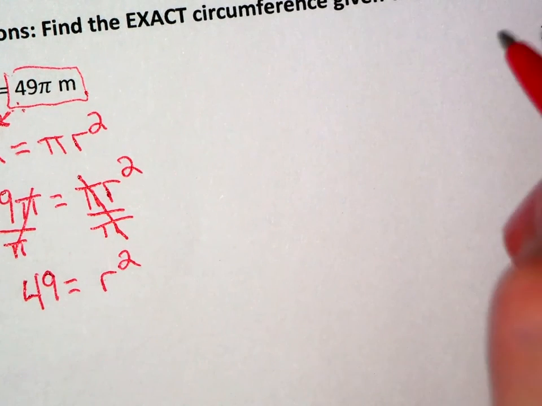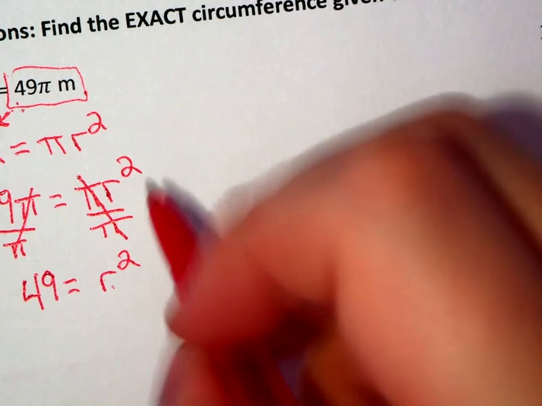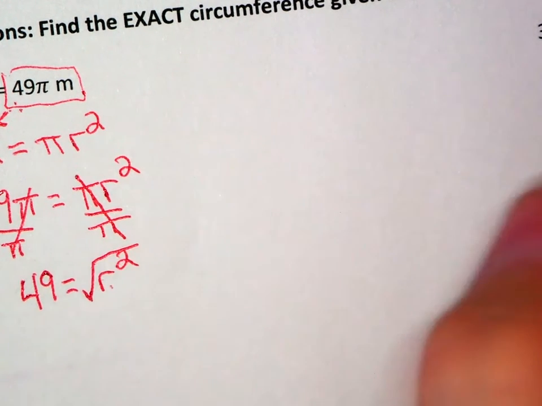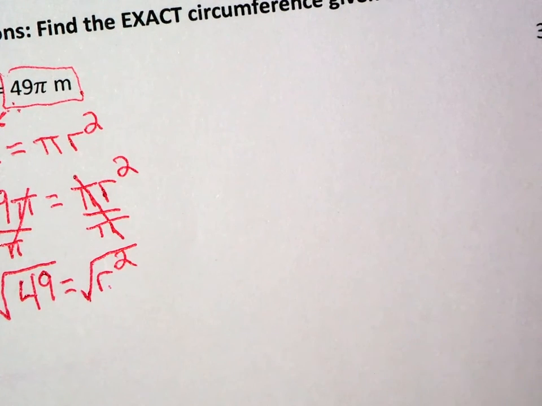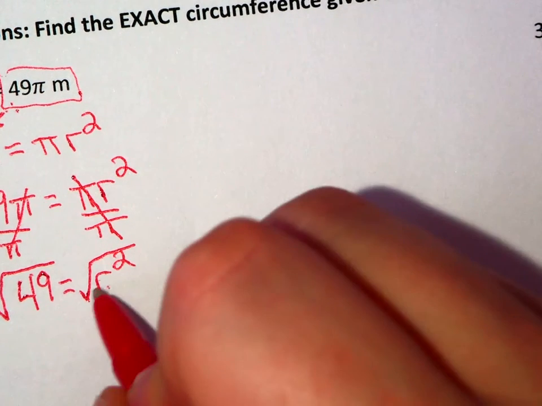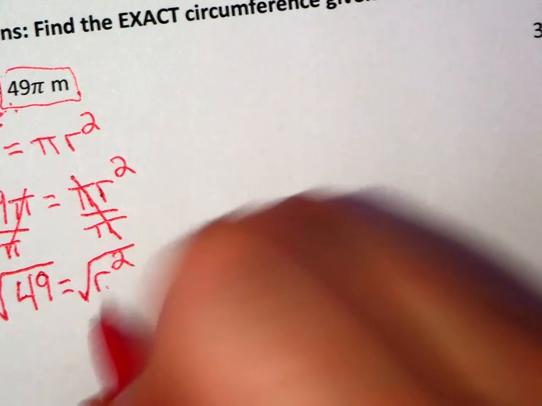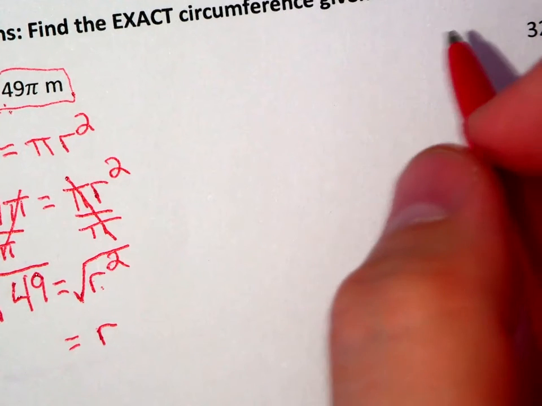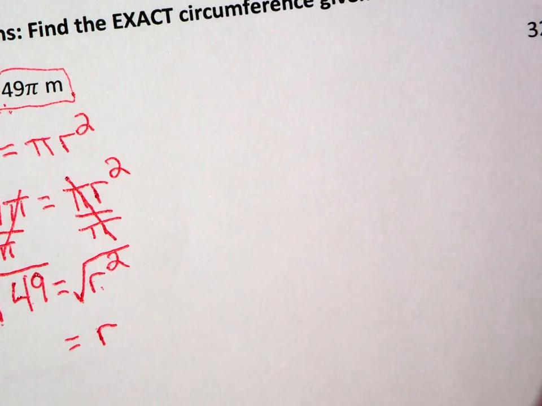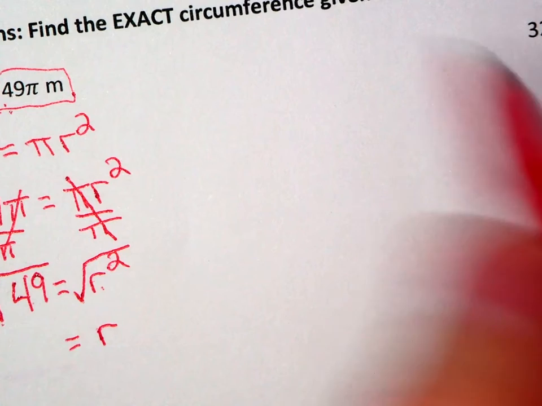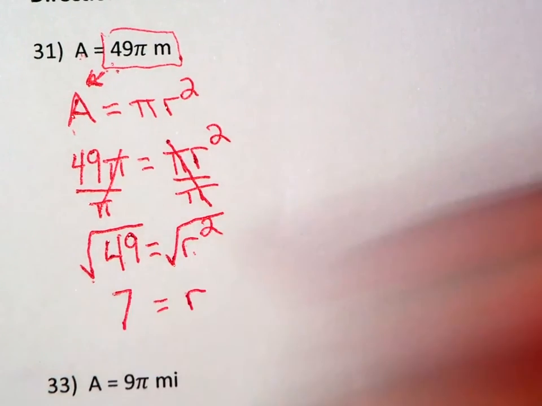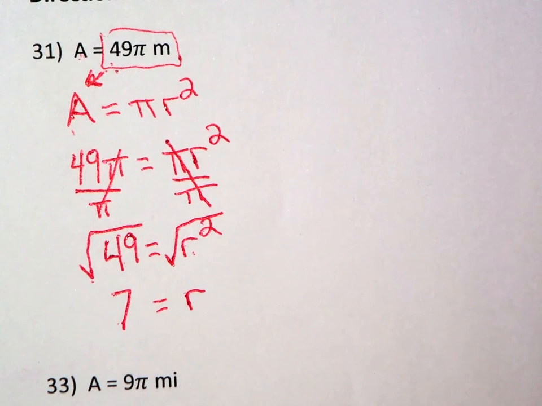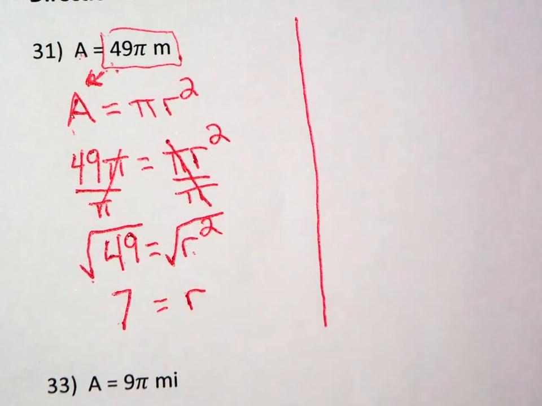Now I'm trying to figure out what my r value is. So I'm going to take the square root of one side and the square root of both sides. Again, as long as I do the same thing to both sides, that keeps my equation balanced. When I take the square root of a squared number, it drops out just the variable r. When I take the square root of 49, I'm looking for what two numbers that are the same number multiply together to give me 49. And since I have my chart memorized, I know that is 7. So my radius equals 7. Now I can figure out what my circumference is.